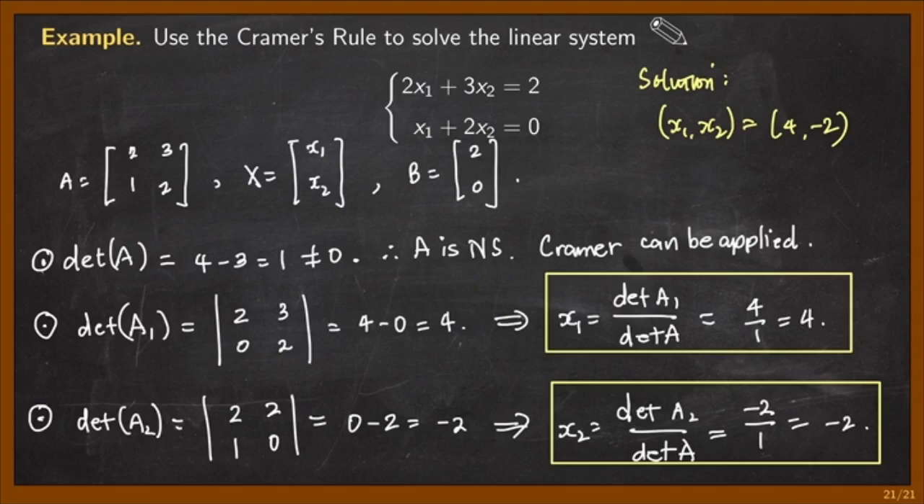Okay, if we want to check if this solution is correct, you just simply substitute. For example, when x1 is 4, this is 8. x2 is negative 2, this is minus 6. 8 minus 6 is 2. Check. 4 minus 4 is 0. Again, check. So these solutions are correct.